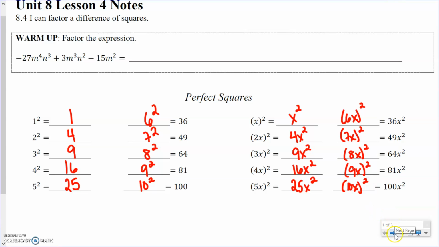Okay, so we're going to use those perfect squares. So go ahead and hit pause and write them down because I know I went through them quickly. And then when you're ready, hit play again.